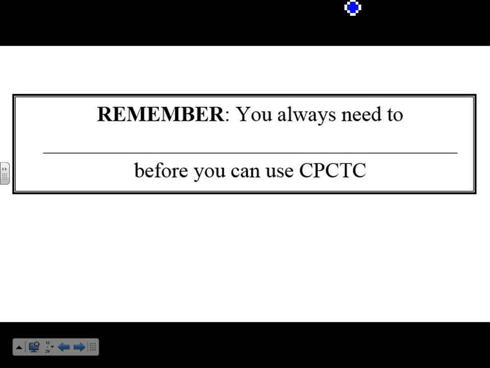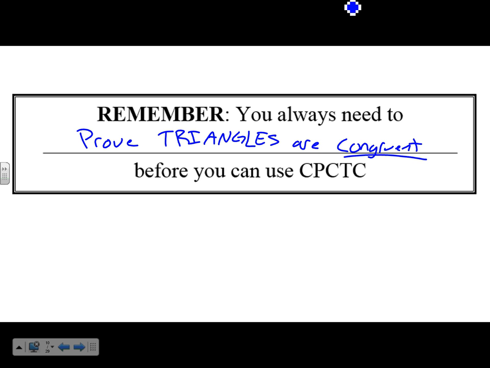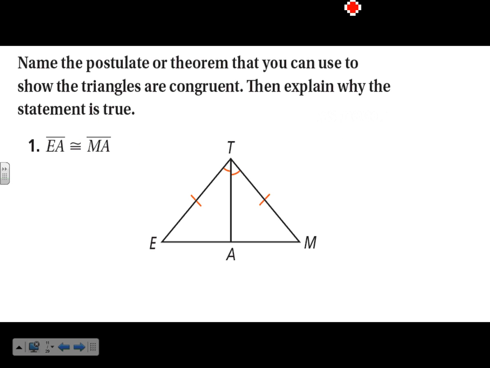So remember, you always need to prove triangles are congruent. You always need to prove that the triangles are congruent before you use CPCTC. So name the postulate or theorem that you can use to show the triangles are congruent, and then explain why the statement is true. So I want you to explain, why is EA congruent to MA?